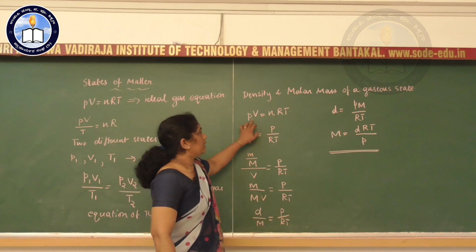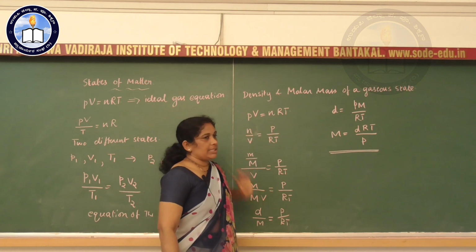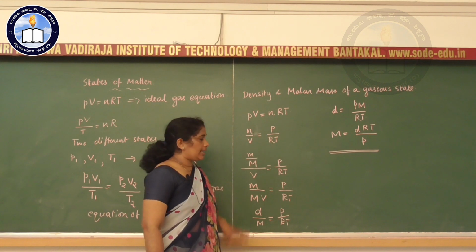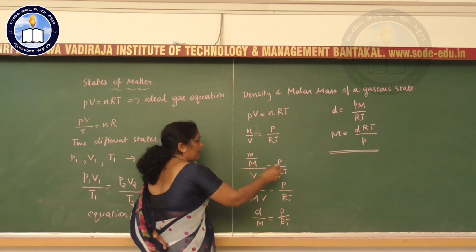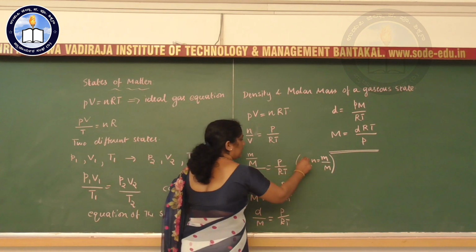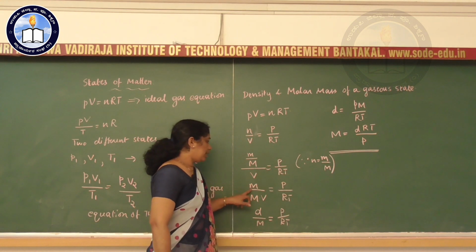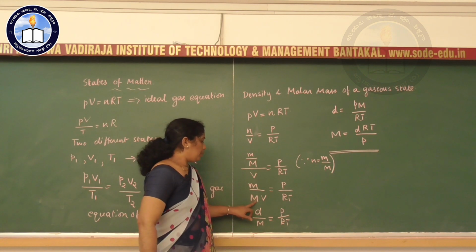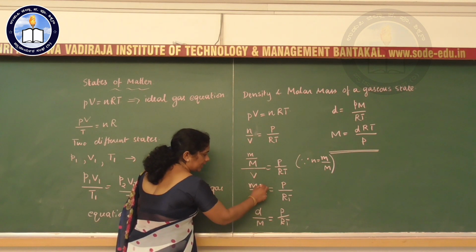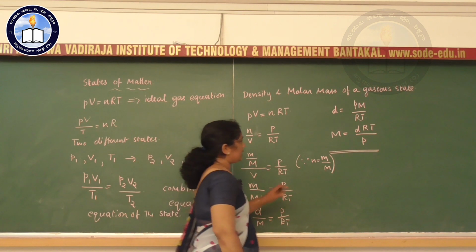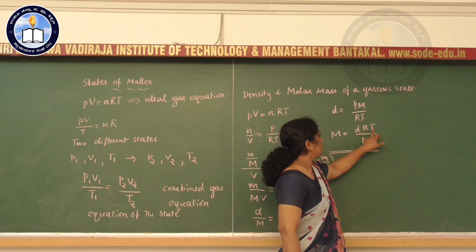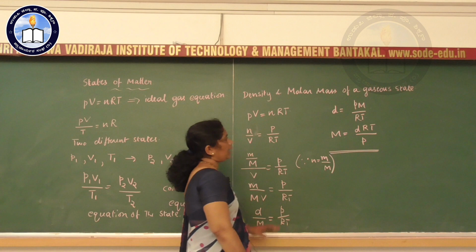Once again, we know that PV is equal to nRT, which is the ideal gas equation. n by V is equal to P by RT. n is nothing but the number of moles, n is equal to mass by molecular mass. So mass by molecular mass divided by volume is equal to P by RT, or m by M into V is equal to P by RT. This m by V is nothing but density. Density by molar mass is equal to P by RT, or density is equal to PM by RT, or M is equal to dRT by P. So this is the relationship between molar mass and density.